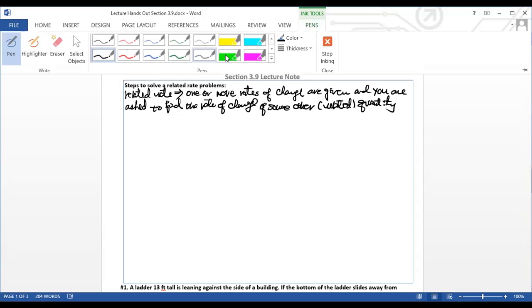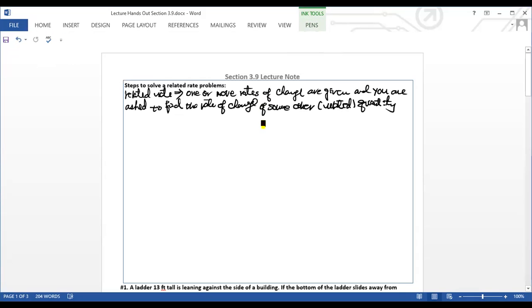In this example I only have one change given, but you can have more than one change given, and then you are looking for the rate of change of the others. The others are related to the rates you're given. That's why we call it related rates. Like the volume of the sphere, how fast it changes depends on how fast the radius changes.